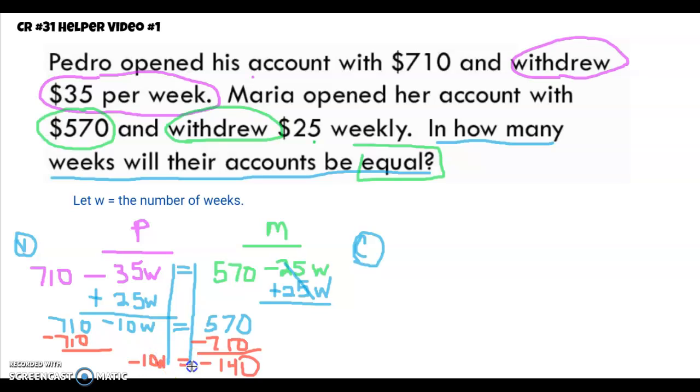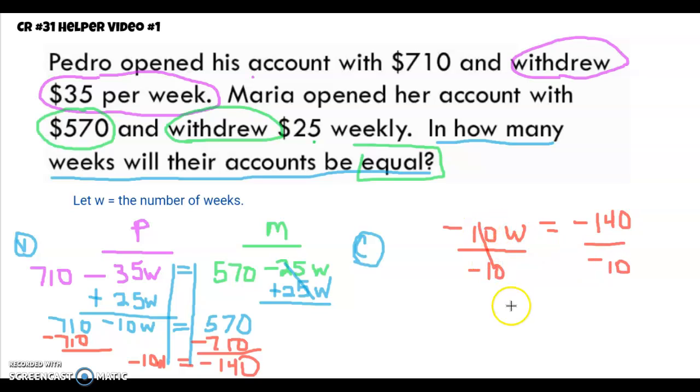Remember, they're still equal to each other. I'm going to rewrite that up here so it's easier to work with. Now I only want to remove the negative 10. I don't want to move the W because I want the W here by itself. So the opposite of multiplication is division. And now I'm only moving the negative 10, and that's what I want to do.